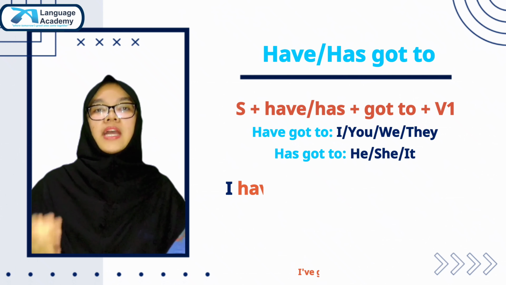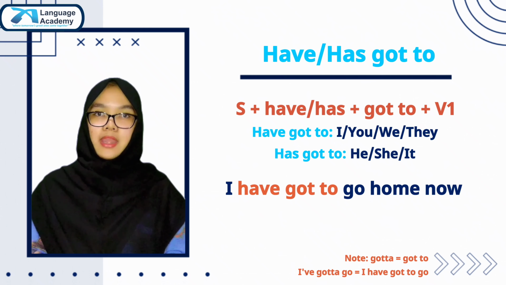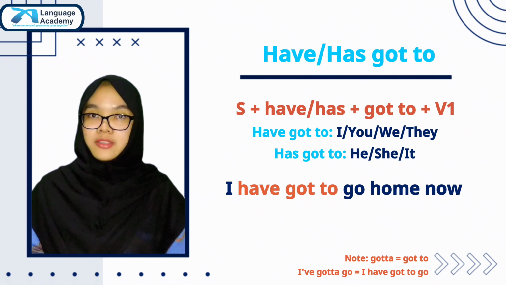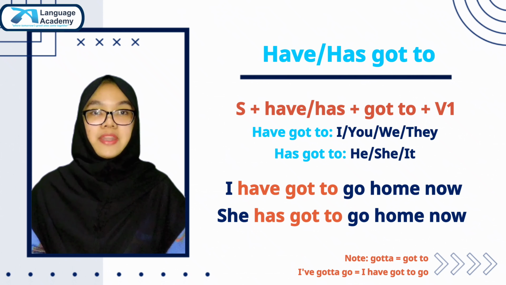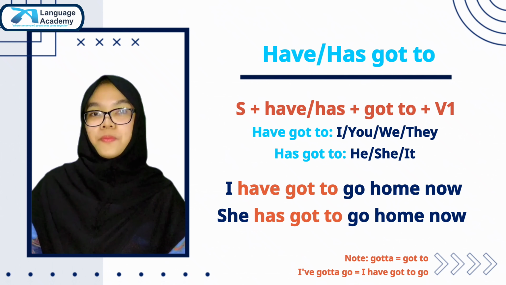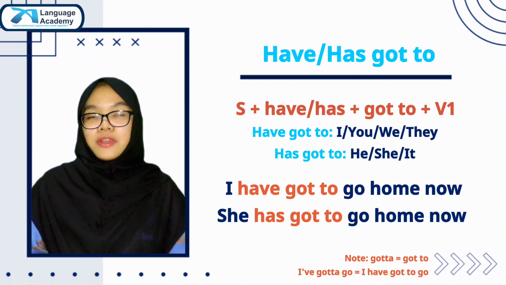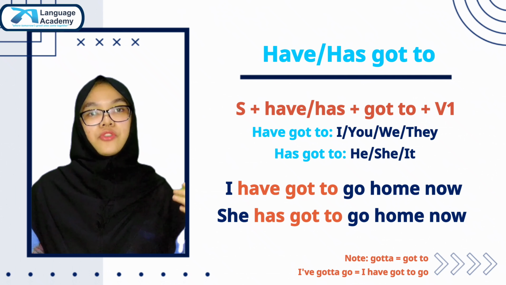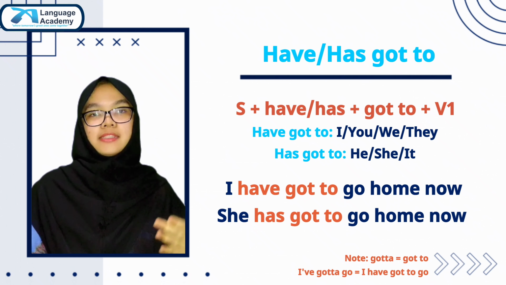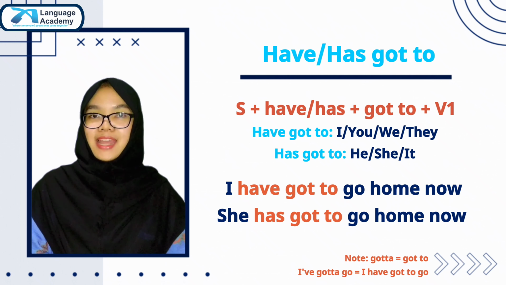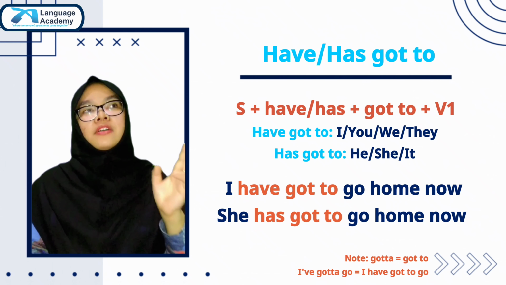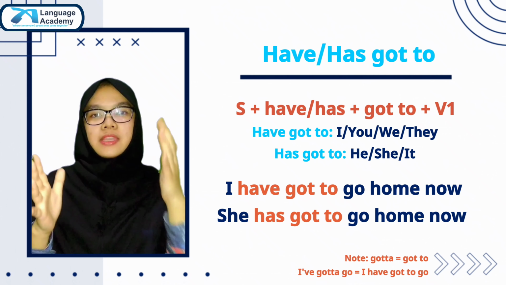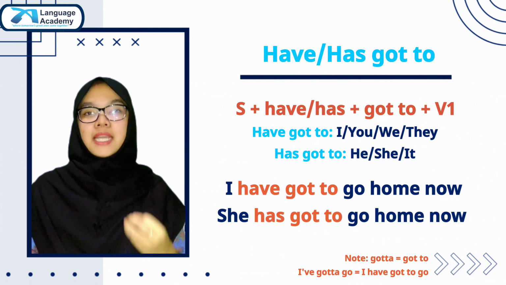So for example, I have got to go home now. Or we have got to go home now. Now, or if we're using she, he, it, you can use she has got to go home now. Like that. Very good, little lovers. So, those three words or three expressions is what you can use to express necessity, untuk mengungkapkan keharusan.